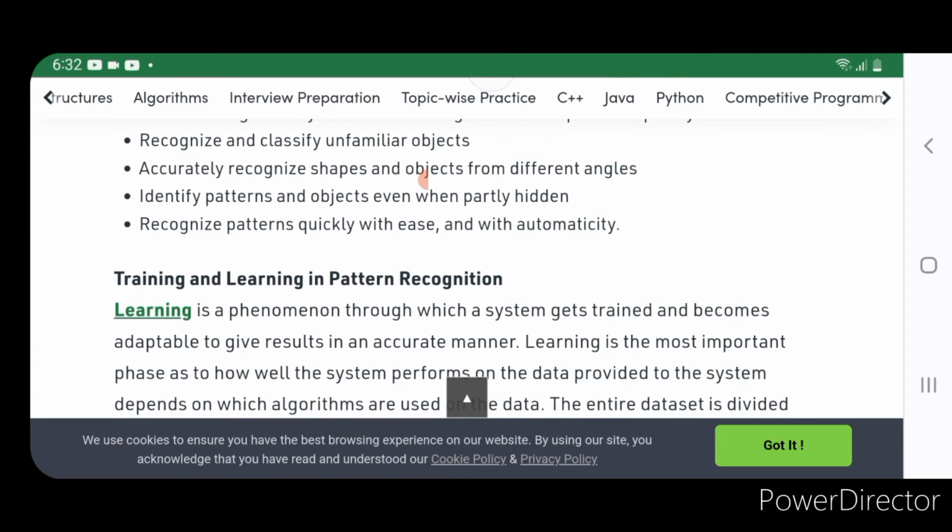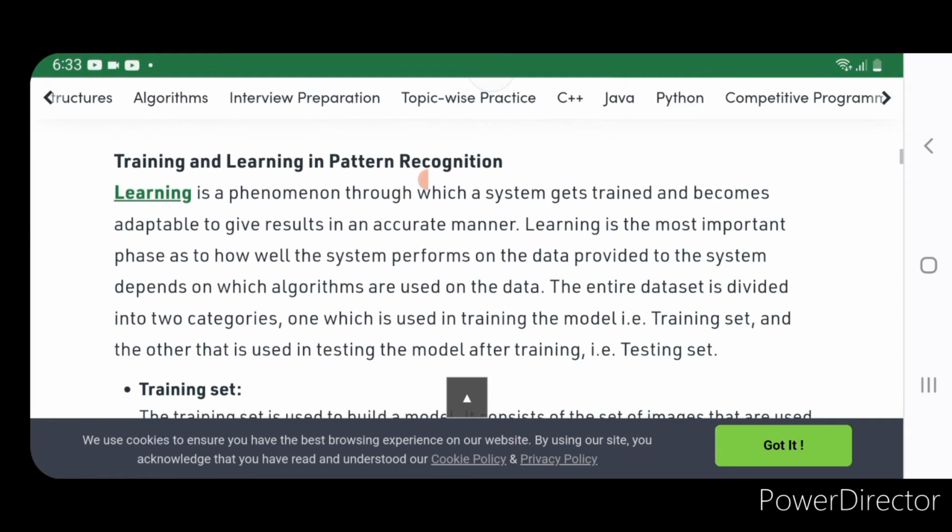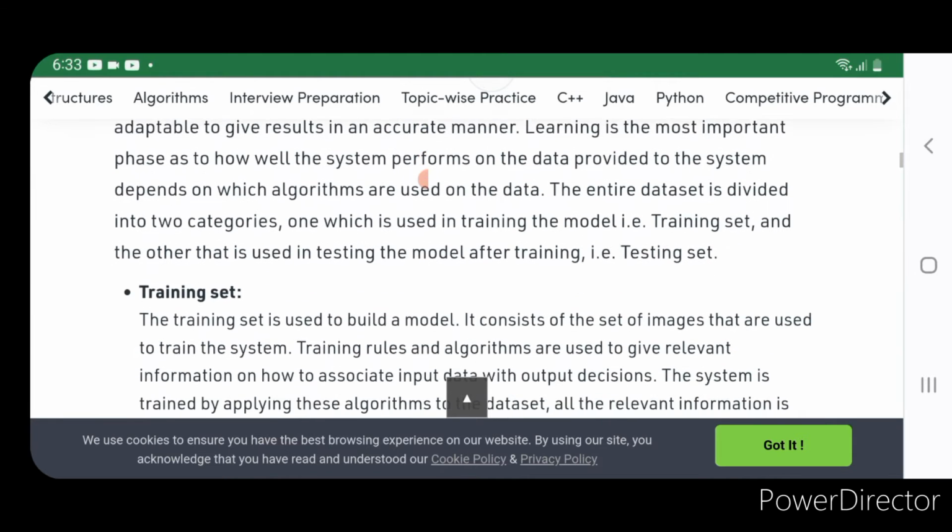Training and learning in pattern recognition. Learning is a phenomenon through which a system gets trained and becomes adaptable to give results in an accurate manner. Learning is the most important phase, as how well the system performs on the data provided to it depends on which algorithms are used on the data. The entire data set is divided into two categories, one which is used in training the model, that is the training set, and the other that is used in testing the model after training, the testing set.